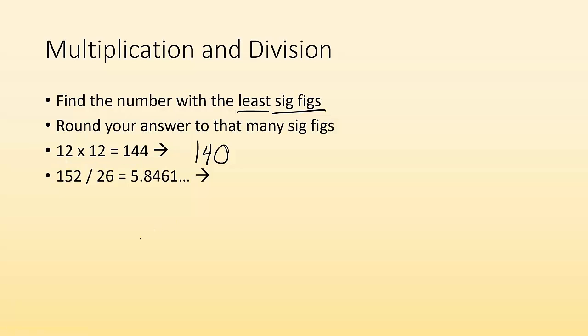If I had 152 divided by 26, I'm going to get this super irrational number going on, blah, blah, blah. So I got to look at my numbers. I got 152, which tells me I have 3 sig figs, and 26 has 2 sig figs. So I need to round this answer to 2 sig figs. So I count from the leftward side. So I got a 5, 8. So 1, 2, that's my second sig fig. I look over, it's a 4. That 8 is going to stay 8. I'm going to get 5.8.